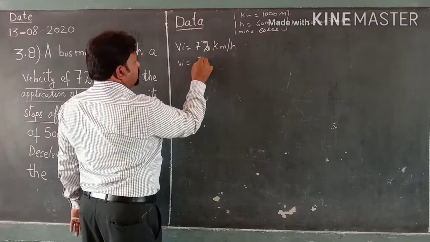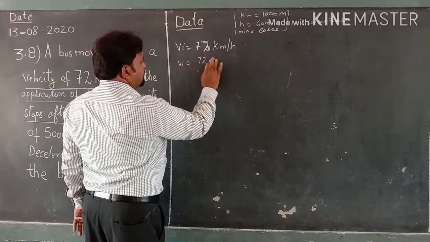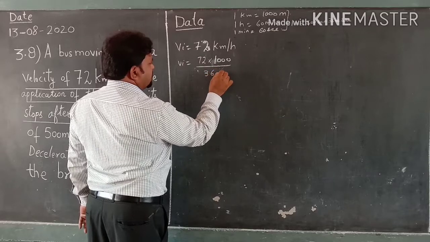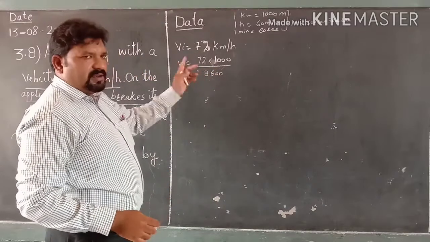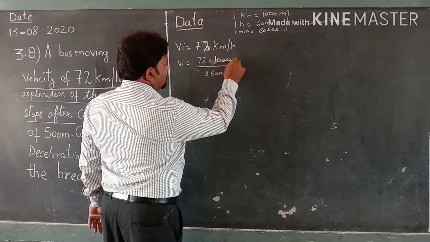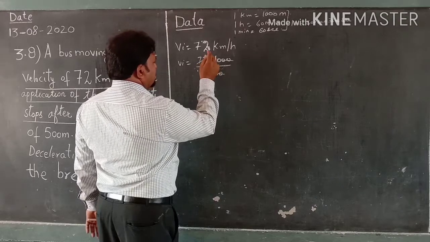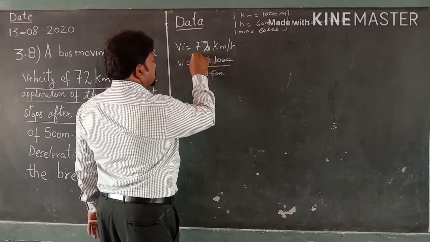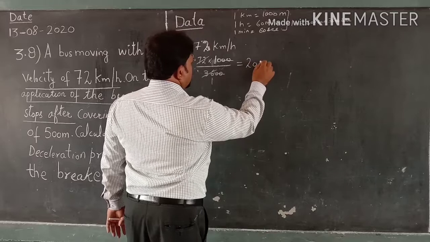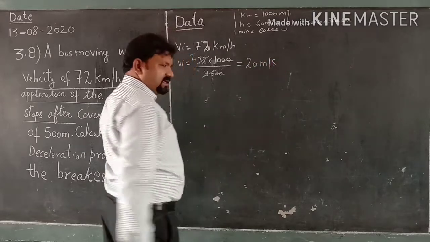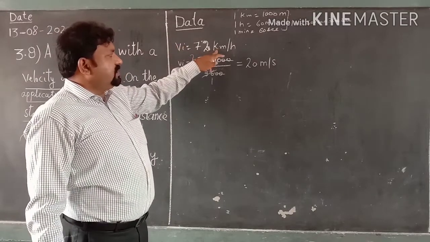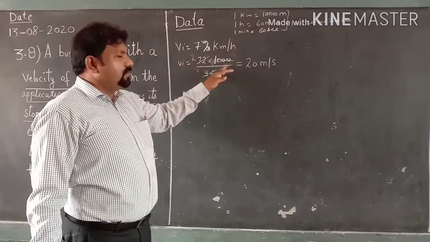So Vi is equal to 72 multiplied by 1000 and divided by 3600 seconds. Now we will simplify. 36 ones are 36, 36 twos are 72, and 2 tens are 20. Now we will write it in meter per second. So this is the method to convert kilometer per hour into meter per second.